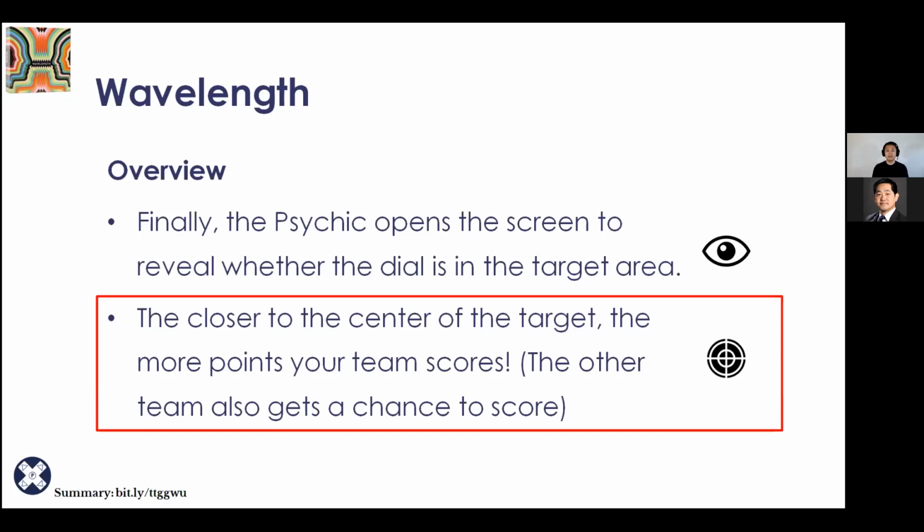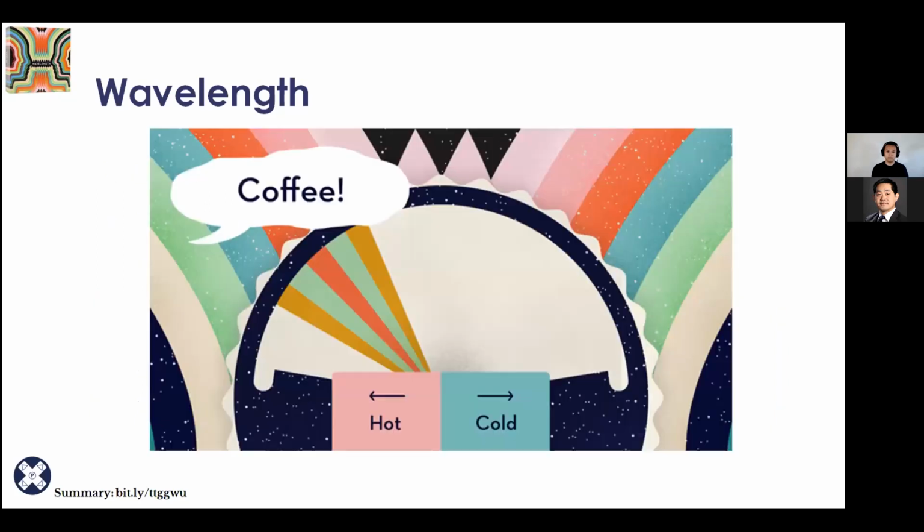And then the other team also gets a chance to score whenever it's not their turn, which I'll go into detail in a moment. So in this case, we decided to put the dial all the way over here with that clue coffee on the spectrum of hot and cold. But in this case, we whiffed. So we missed completely. The target was a little bit higher, and we turned the dial all the way to the left, so we missed it completely.